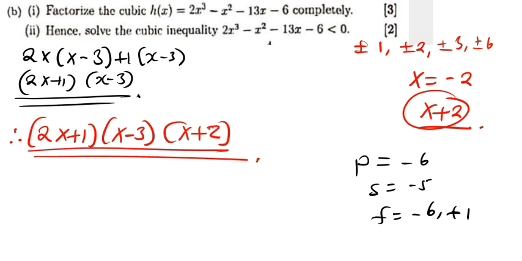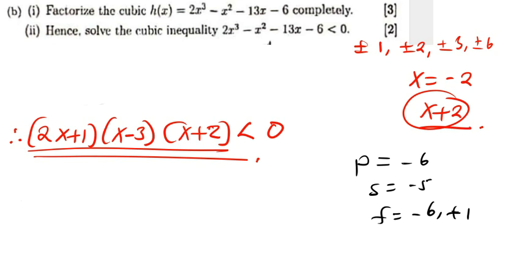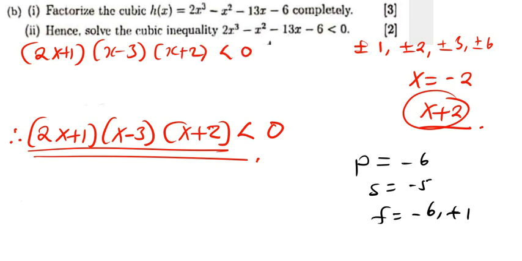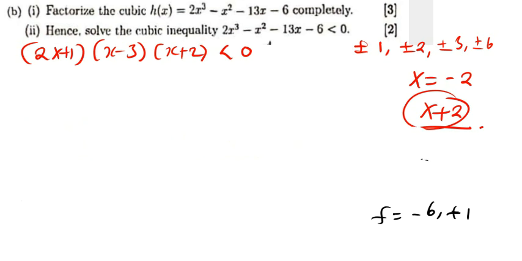So this is the answer. Now you can guess it's the same question. That's why this one has got 3 marks, then this one. So now the same one which you have, just put in the answers you have found. This is what you are going to do. You just get these answers and put less than 0. Then now you are solving this inequality: 2x plus 1, x minus 3, x plus 2 less than 0. Now just find the values of x.